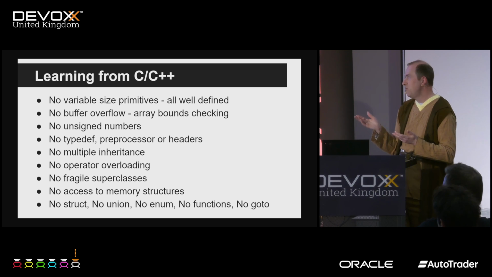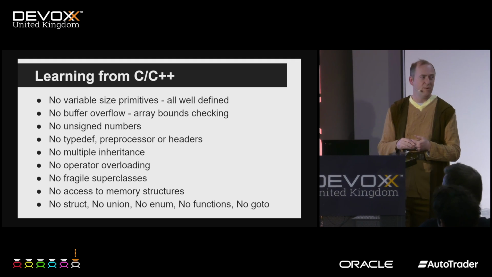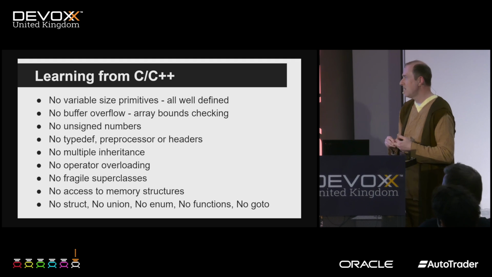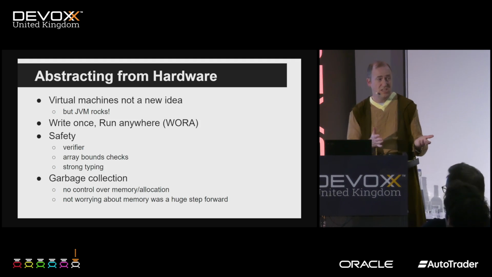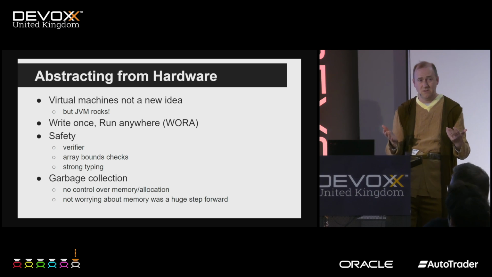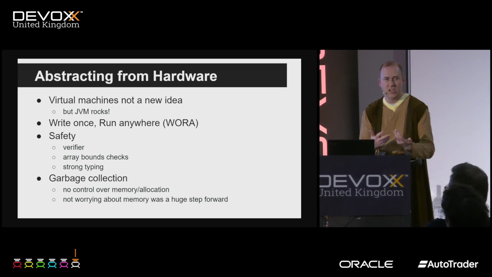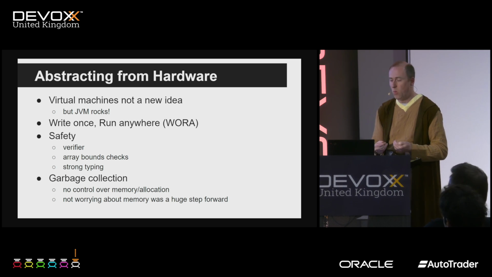Did we really need a preprocessor and headers? No. Multiple inheritance, well, that was just a pain. Operator overloading, yeah, we've suffered from not having that quite a few times. But lots of good stuff that was omitted. And virtual machines themselves, the JVM, wasn't a new idea, but fundamentally the JVM repopularized it. It made it something that people really wanted.